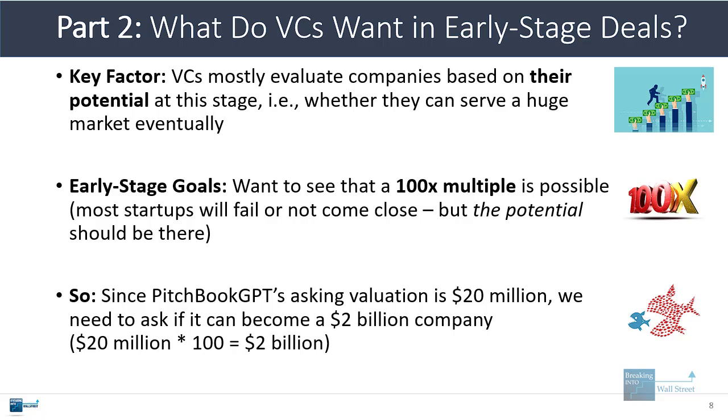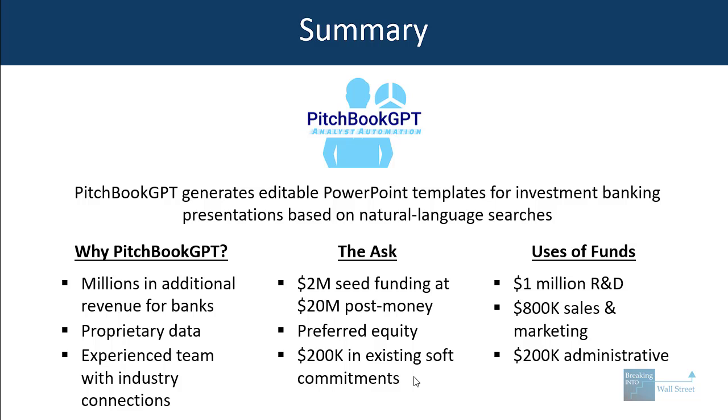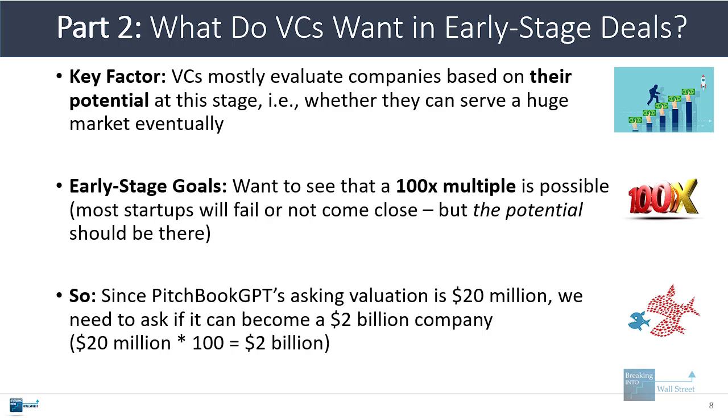This company, PitchBookGPT, has an asking valuation in this round of funding of $20 million. You can see that on the first page of the pitch deck because they say right here that they are asking for $2 million in seed funding and a $20 million post-money valuation. So that is their asking price here, and that's going to determine everything else that we think and say about the company. And what it really means is that we need to evaluate if it can become worth $2 billion in the future, because 20 million times 100 is $2 billion.